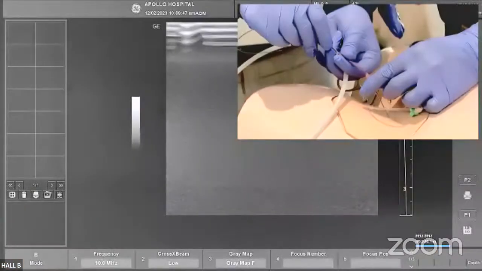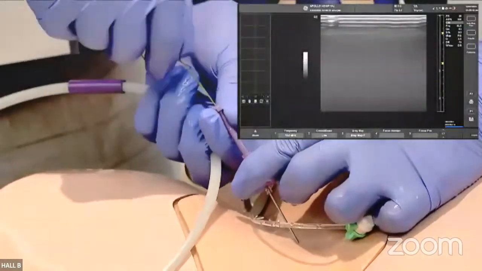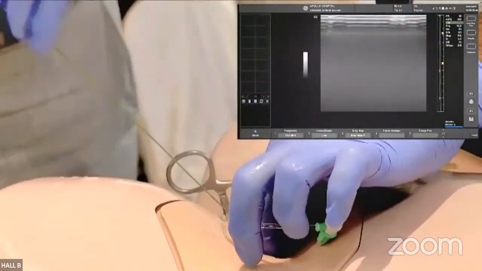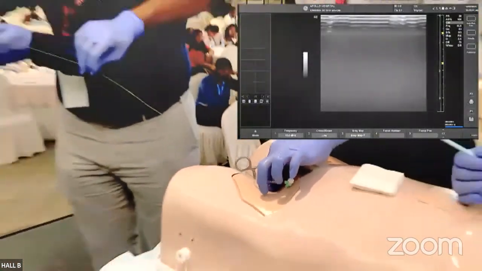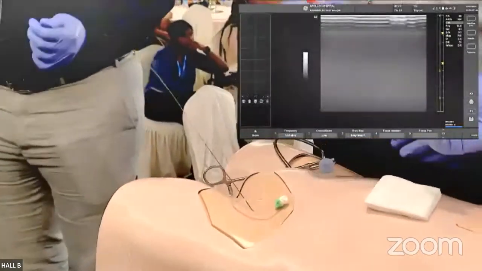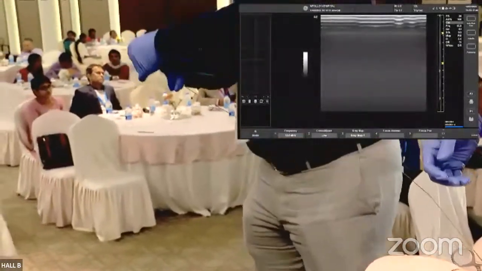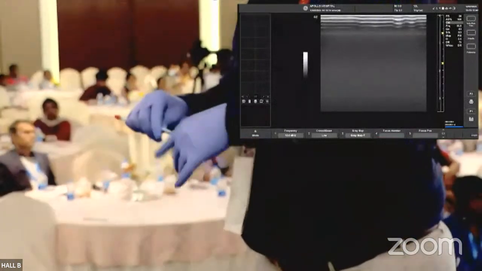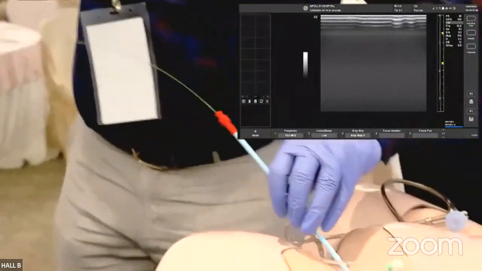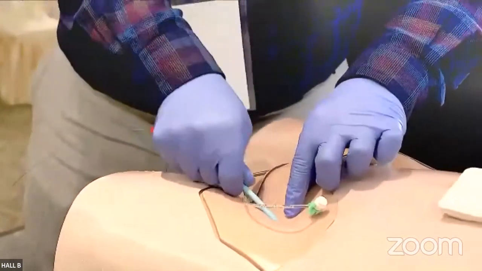The artery is punctured. You can see the blood flowing from the femoral artery. You can take off the echo. So now he's dilating the vessel.